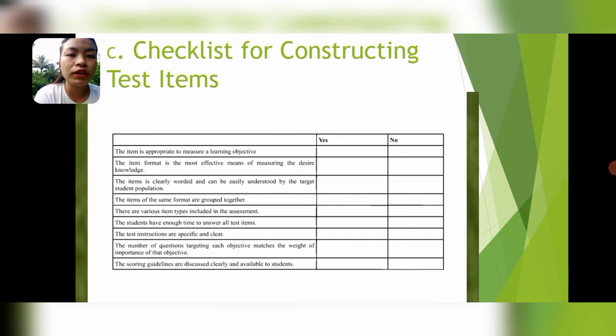Checklist for constructing test items. The item is appropriate to measure a learning objective. So what is your answer, yes or no? The item format is the most effective means of measuring the desired knowledge. The item is clearly worded and can be easily understood by the target student population. The items of the same format are grouped together. So yes, there are various item types included in the assessment.